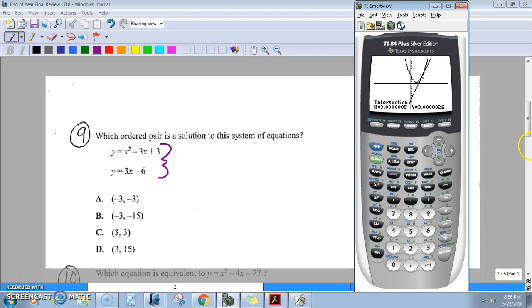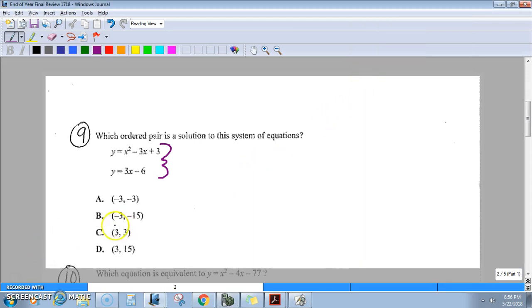And the calculator, sometimes it will give you really long decimals like that. And you just have to realize that's the calculator's way of saying 3. Because I bet if we did it by hand, it would give you the same thing. And to do it by hand, you would just set them equal to each other. So x squared minus 3x plus 3 equals 3x minus 6.